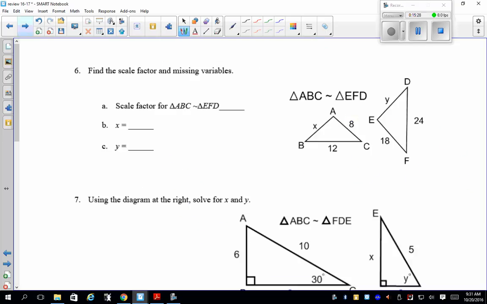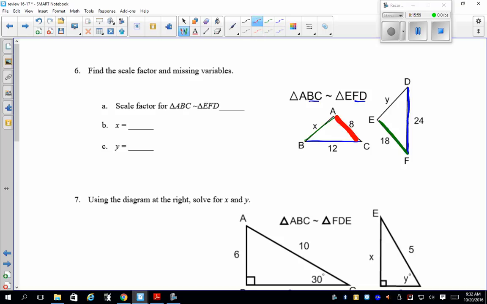Number 6, again, find the scale factor and the missing variables. The scale factor for ABC, similar to EFD. So I'm going to make sure I'm matching up congruent parts. The bottom BC is going to go with FD because they're both the last two letters. And then AB is going to go with EF.